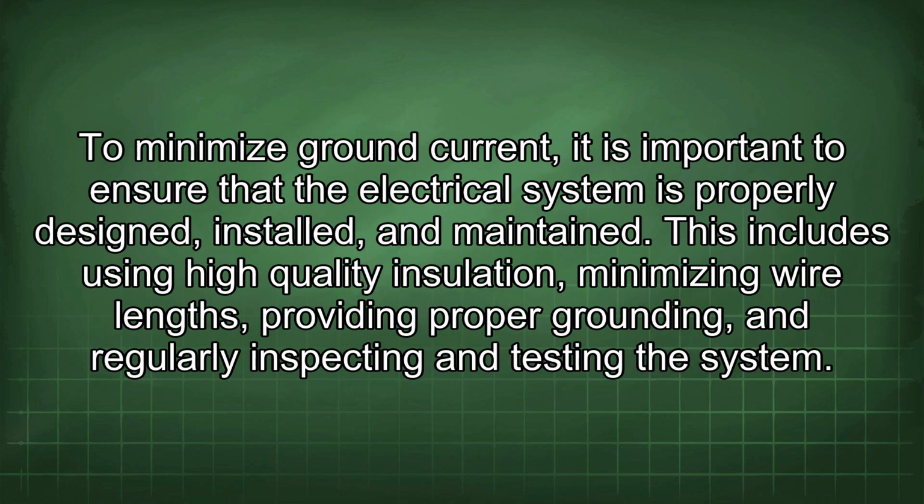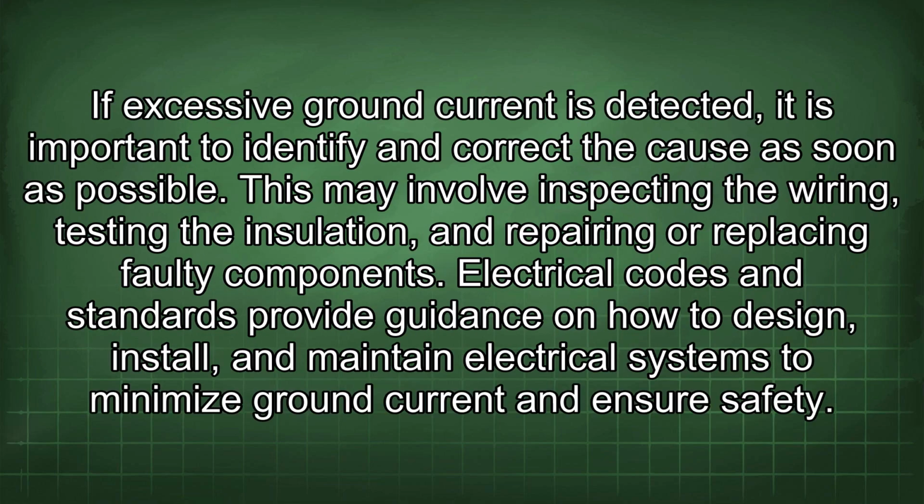To minimize ground current, it is important to ensure that the electrical system is properly designed, installed, and maintained. This includes using high-quality insulation, minimizing wire lengths, providing proper grounding, and regularly inspecting and testing the system. If excessive ground current is detected, it is important to identify and correct the cause as soon as possible. This may involve inspecting the wiring, testing the insulation, and repairing or replacing faulty components.